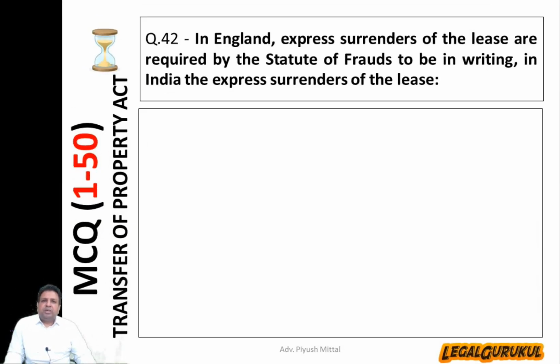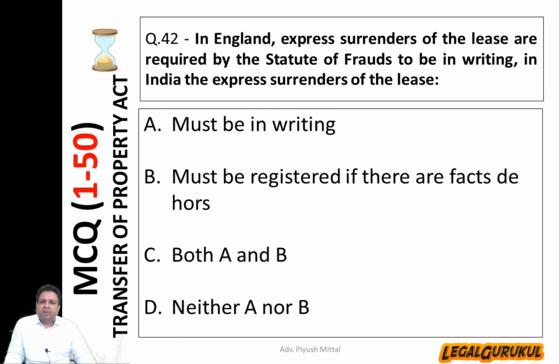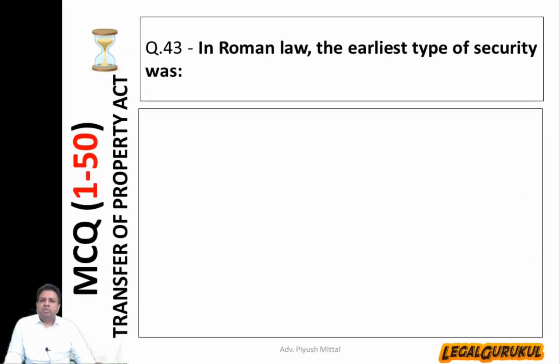Question number 42. In England, express surrender of the lease is required by the Statute of Frauds to be in writing. In India, the express surrender of lease A. Must be in writing. B. Must be registered if there are facts dehors. C. Both A and B. D. Neither A nor B. And the correct answer is D. Neither A nor B.